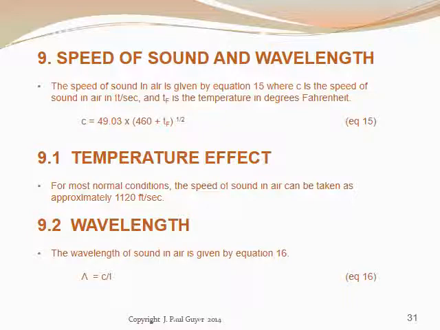The speed of sound in air is given by equation 15 indicated on this slide, where C is the speed of sound in air in feet per second and T sub F is the temperature in degrees Fahrenheit. For most normal conditions, the speed of sound in air can be taken as approximately 1120 feet per second. For an elevated temperature of about 1000 degrees Fahrenheit, as in the hot exhaust of a gas turbine engine, the speed of sound will be approximately 1870 feet per second. This higher speed becomes significant for engine muffler designs, as will be noted elsewhere. The wavelength of sound in air is given by equation 16.